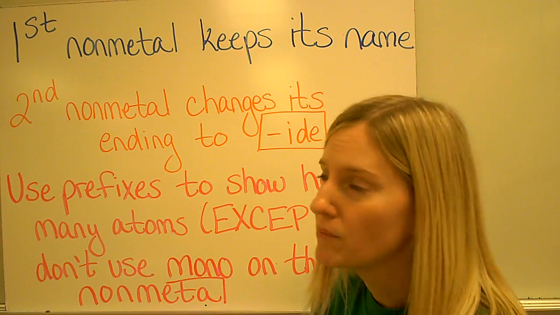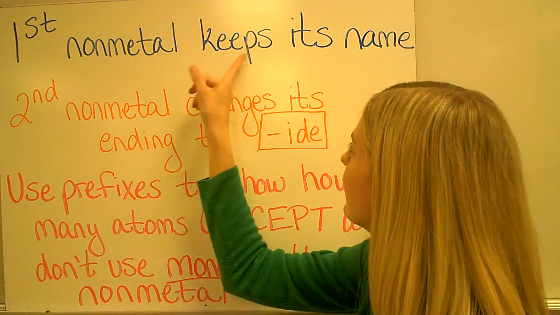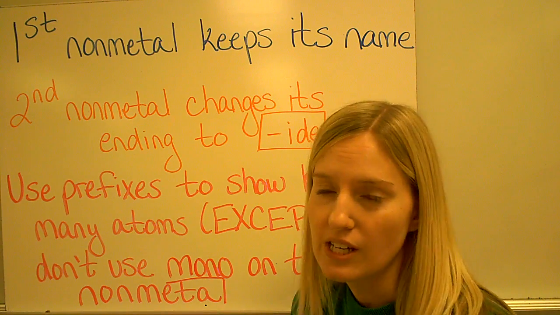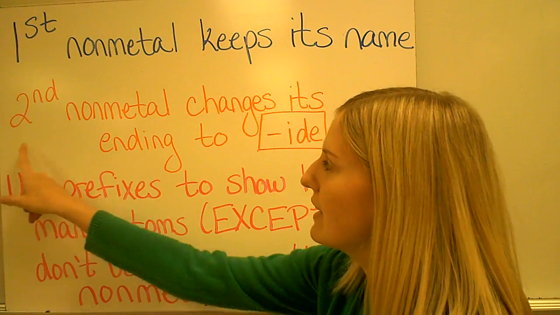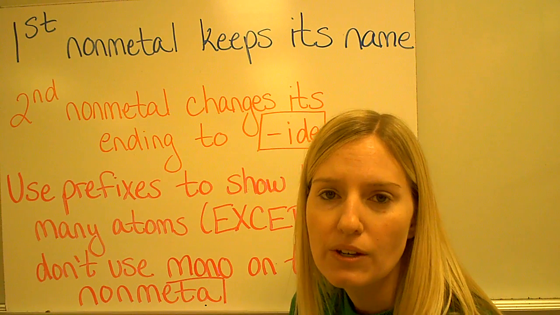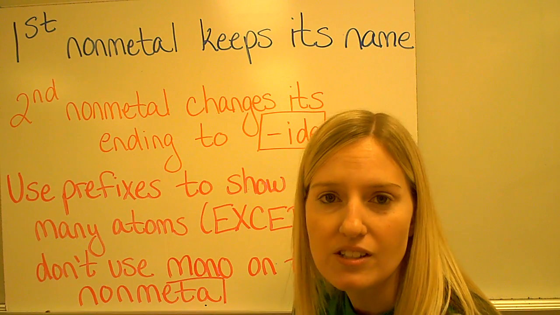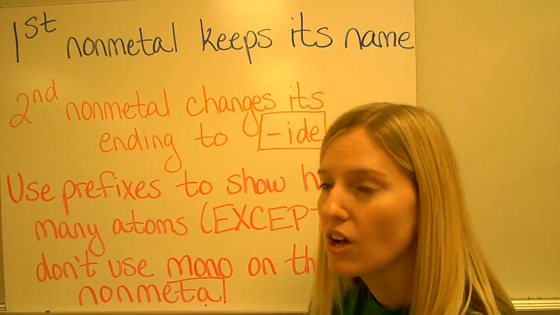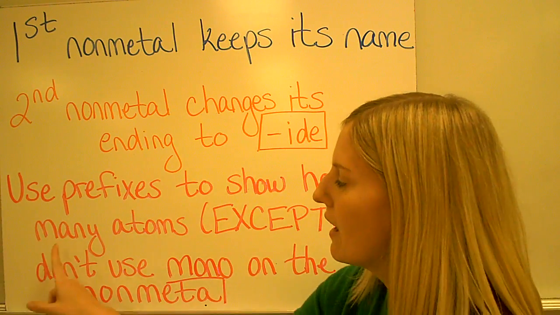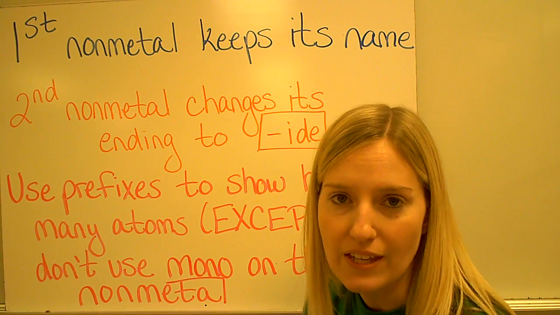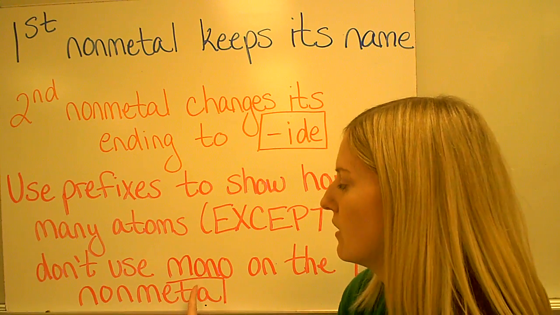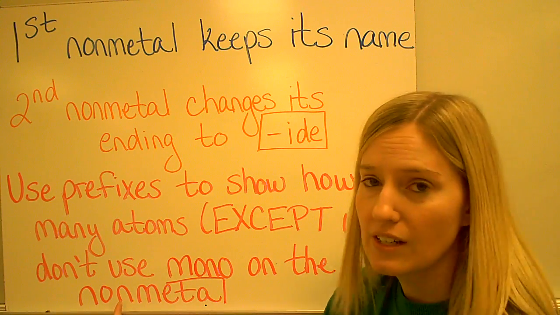So the rules are pretty simple. The first non-metal that we have keeps its name. So if the first non-metal is carbon, for example, it just stays carbon. The second non-metal changes its ending to -ide. So if that second non-metal is sulfur, then it becomes sulfide. Then we use our prefixes to show how many atoms of each we have in that compound. There is one exception. We do not use mono on the first non-metal.